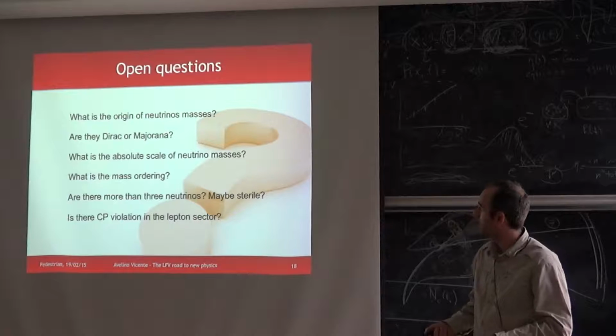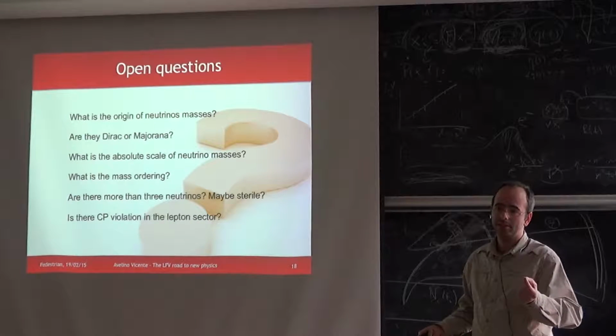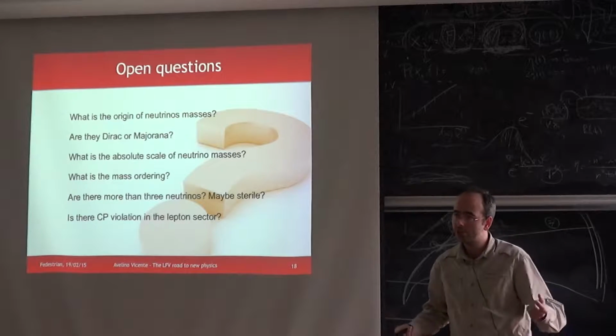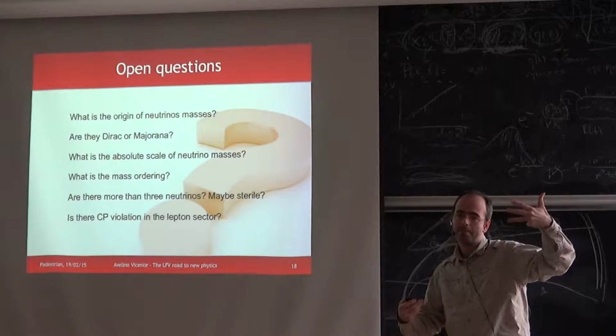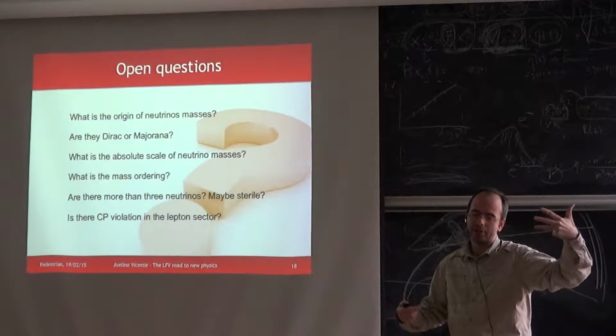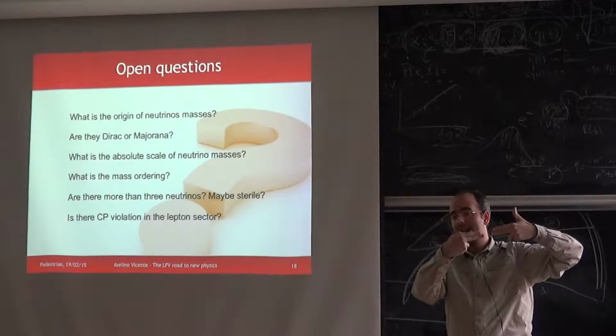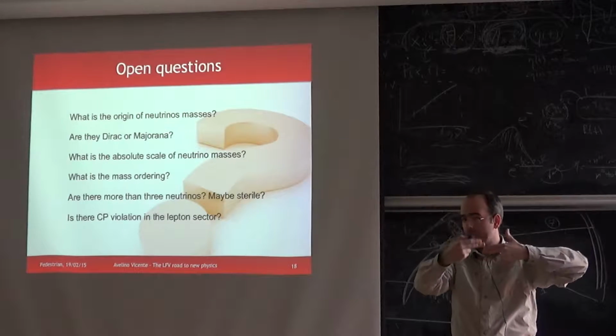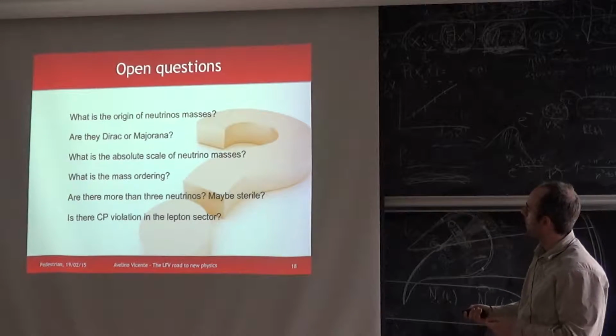We don't know the absolute scale of neutrino masses. We haven't measured neutrino mass. We know it's not 0, but we don't know how much it is. We don't know the mass ordering. This has to do with the fact that since you have 3, and people have already measured 2 different mass differences among them, you could order them in different ways, and we don't know yet which one is the right one.